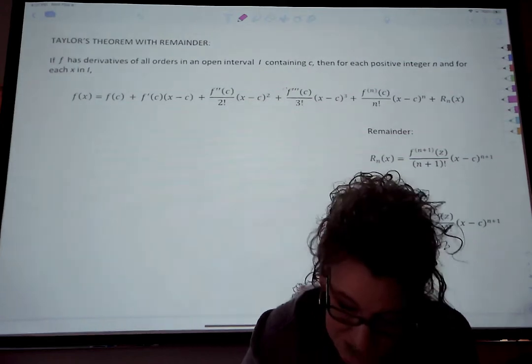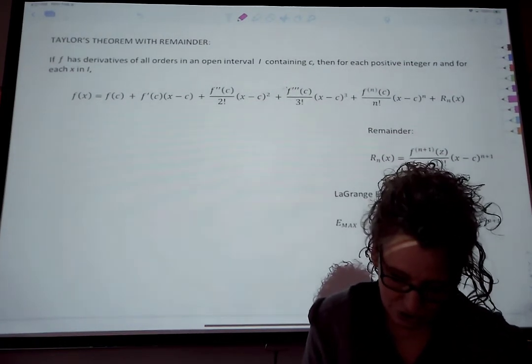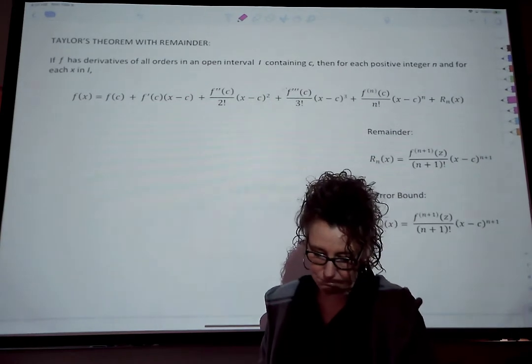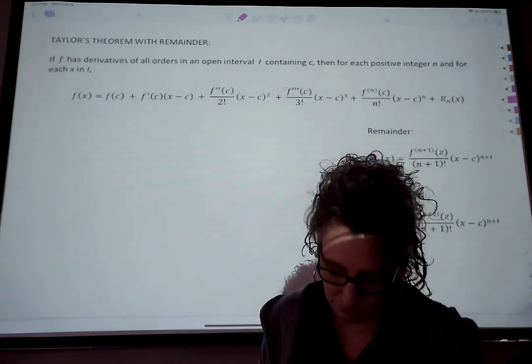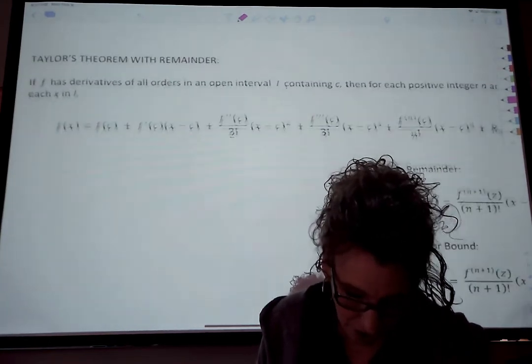All right, the next error bound is called the remainder theorem. It's not called the remainder theorem. That's totally pre-cal.